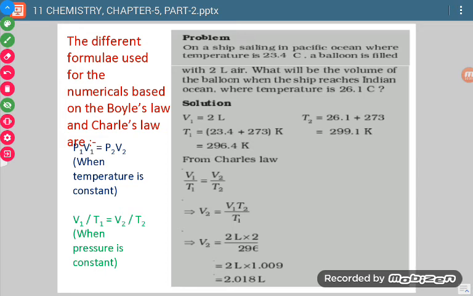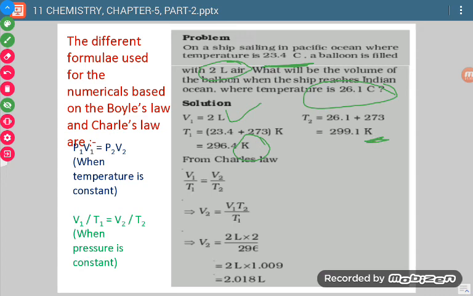Okay, now the question is, on a ship sailing in Pacific Ocean where temperature is 23.4 degrees Celsius, a balloon is filled with 2 liter air. So volume is this much. What will be the volume of balloon where temperature is 26.1 degrees Celsius? Now see, initial conditions are that we are given volume equal to 2 liter and temperature is given 23.4 degrees Celsius. Very first thing which you have to remember is, for every numerical, temperature should be taken in Kelvin scale.